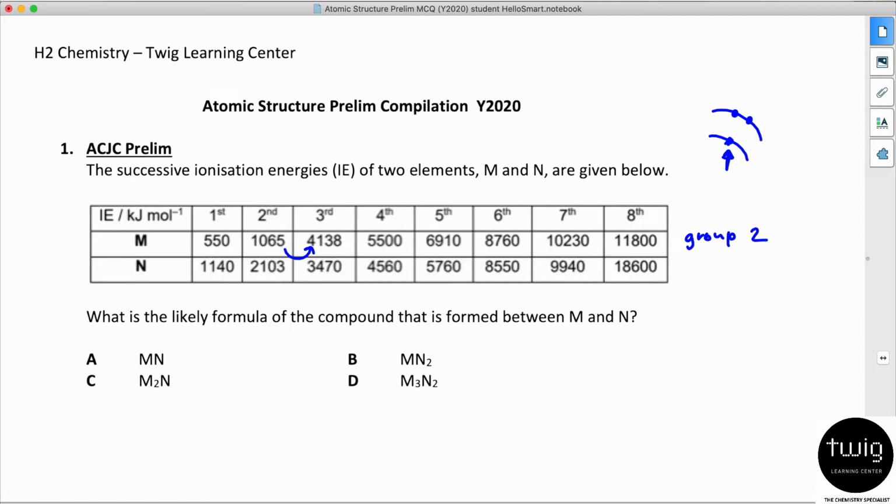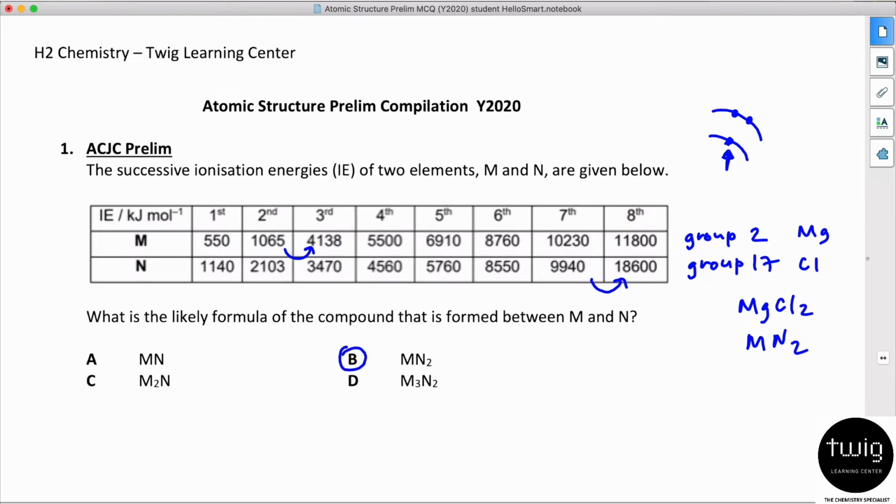For N, let's look for the biggest jump again. Over here, you can see a big jump from the 7th to the 8th IE, which means N is in group 17. Just a quick one, imagine this was magnesium and this was Cl, then the formula is going to be MgCl2. So in this case it would be MN2. That's why the answer is B.